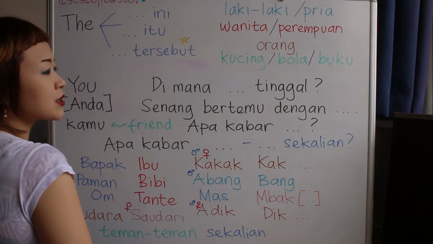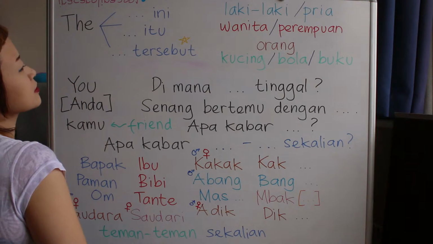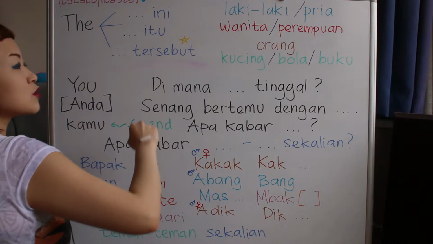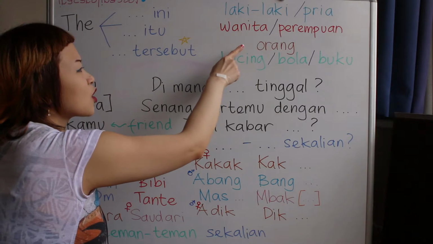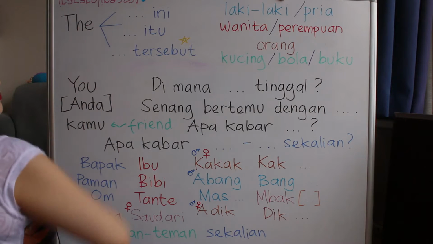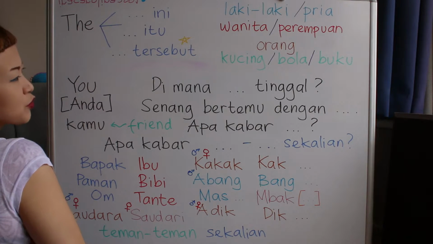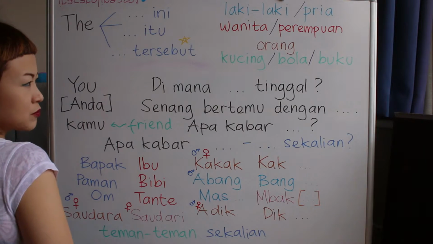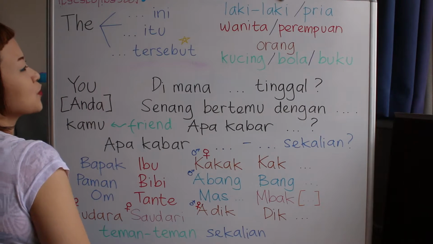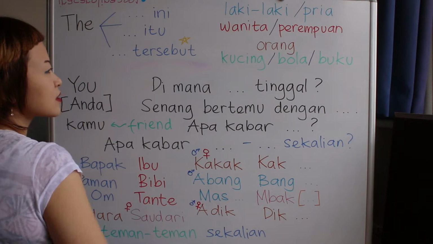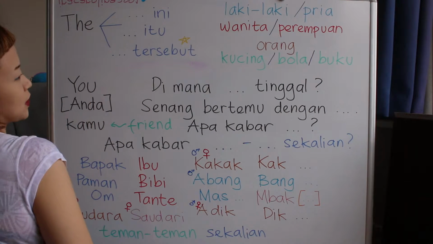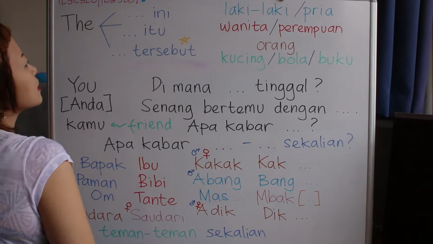And if you want to say the person, the human being, person or human being is orang. Put it here. If you want to say the cat, the ball, the book, we use kucing for cat, bola for ball, buku for book. Put it here.